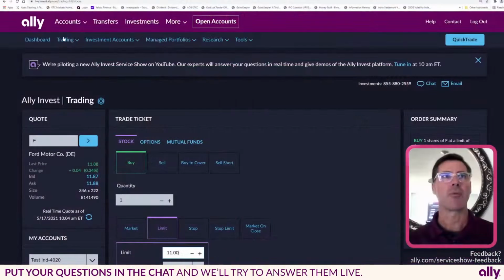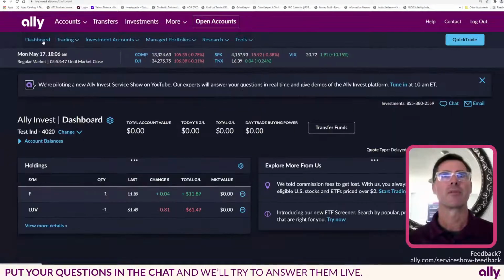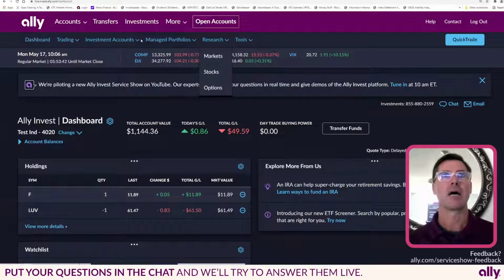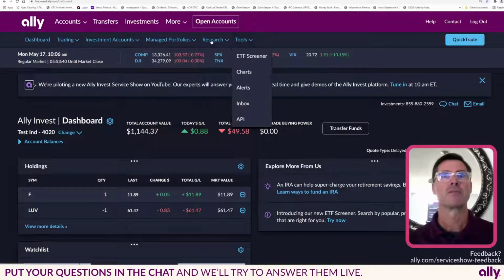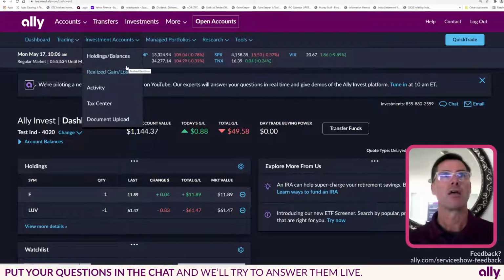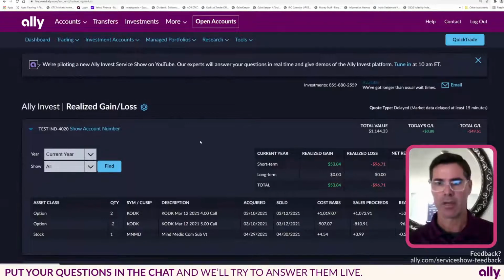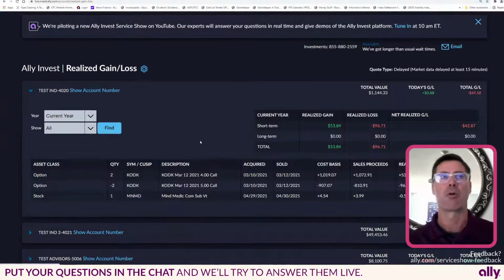Let's take a look. I would first go to the dashboard. And then if I were to look at my tools, I'm actually going to go to my investment accounts, excuse me. Now, one way to look at your performance, if that's what you're asking on the question, this isn't going to generate your taxes, but this is where you would see your realized gain and loss for the year. Not sure if that answers your question as far as the portfolio performance.